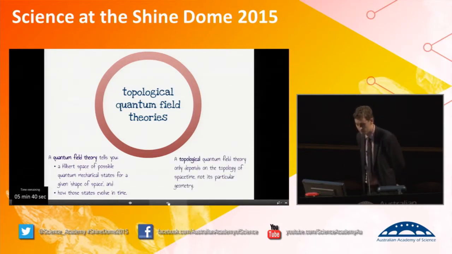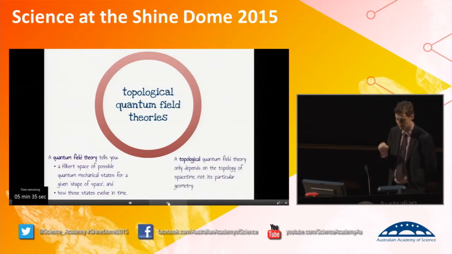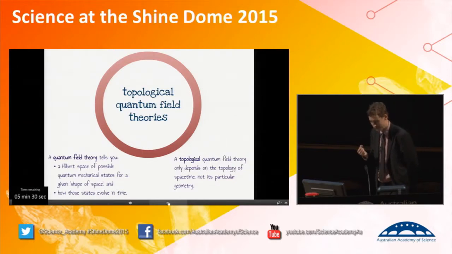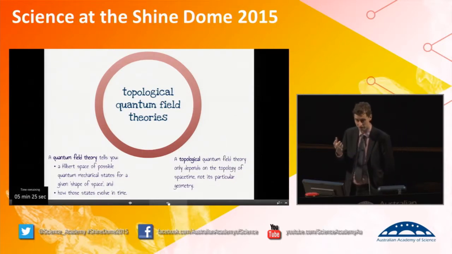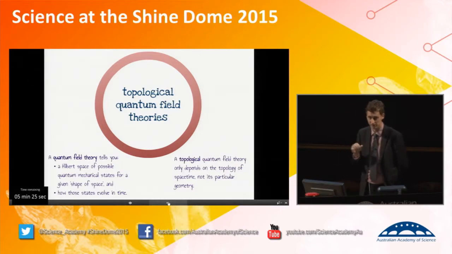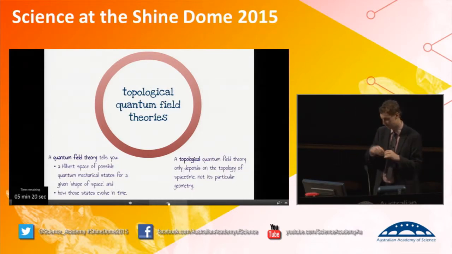A topological quantum field theory is a very specific type of quantum field theory. In fact, when they were first introduced, they were really thought of just as toy models for quantum field theories. The way that they're very, very special is that they only depend on the topology of space-time and not on the particular geometry. So in particular, the lengths or angles or anything like that in space can't affect the possible states or how they evolve in this space-time. Everything just depends on the topology, that is, the number of holes in space or punctures or something like that.